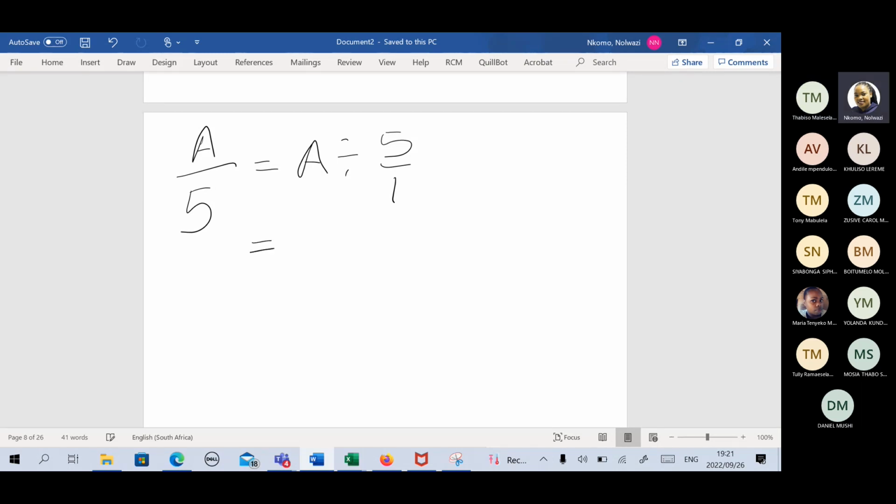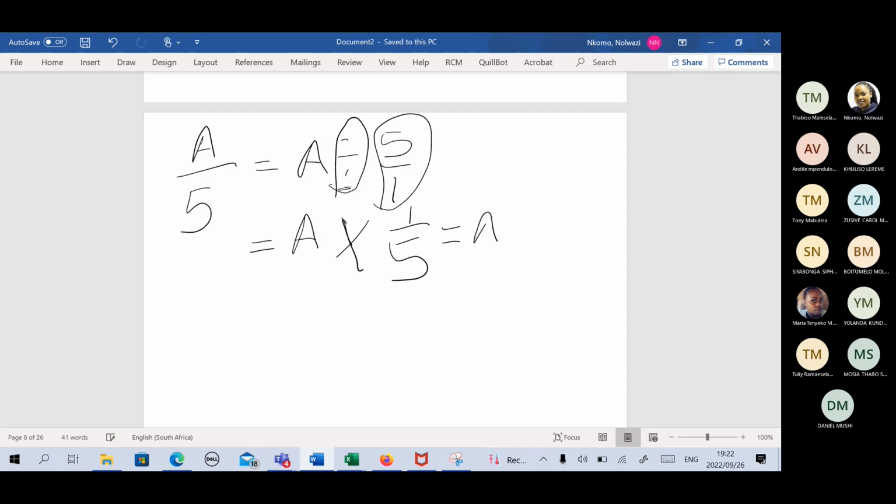And we said the division is the reverse process for multiplication. Meaning, if you want to cancel this division, you can just multiply with the inverse. And the inverse of 5 is 1 over 5, right? So to cancel this, we put the multiplication and the inverse of this, meaning this would be a times 1 over 5, right?